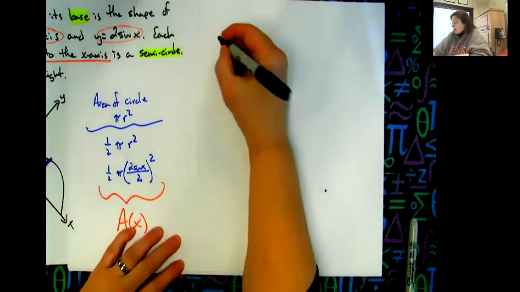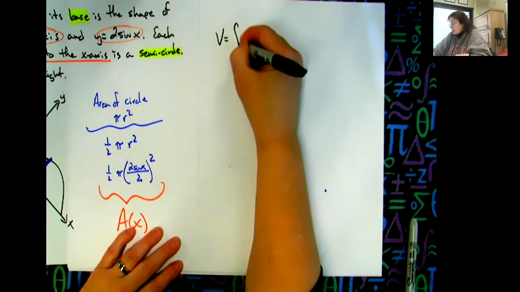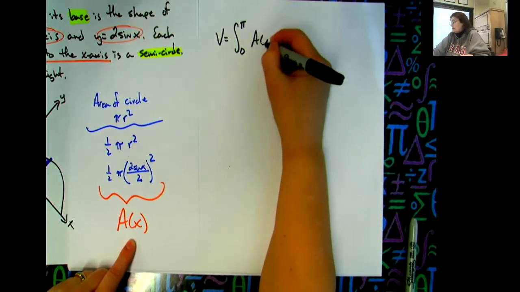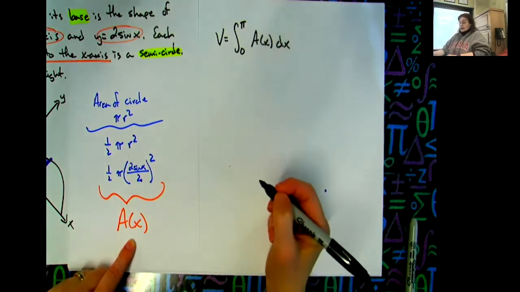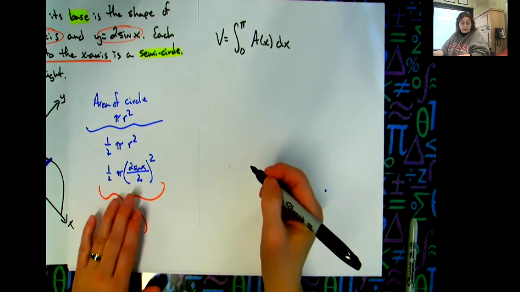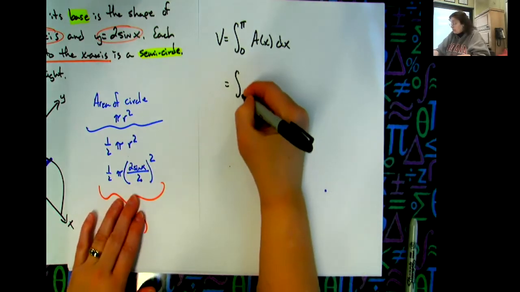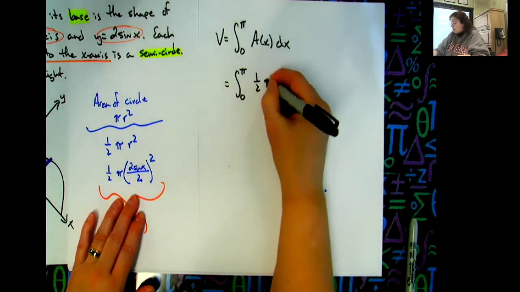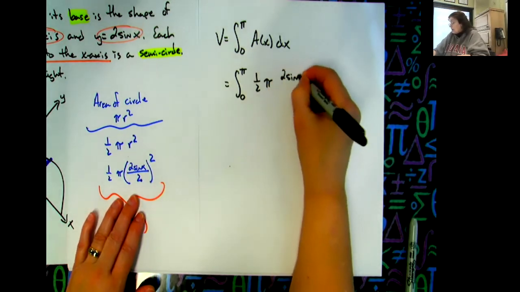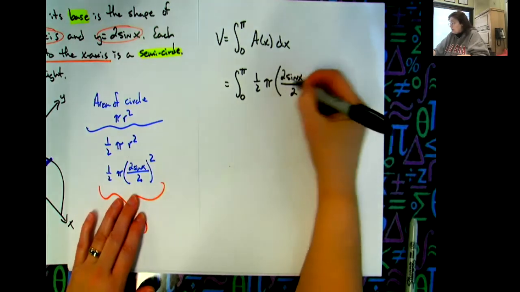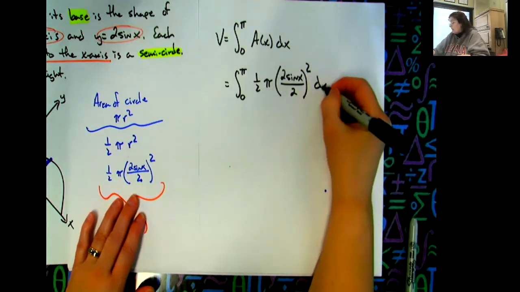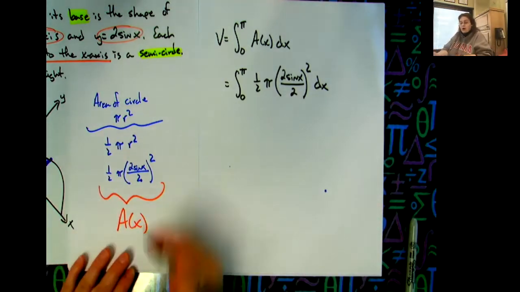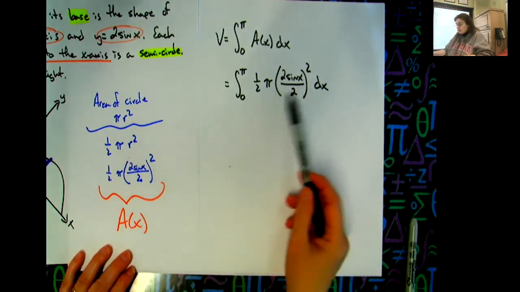So my volume calculation here, I'm going to integrate from 0 to pi. I'm going to go ahead and write A of x dx. Now, this is going to be the area. So then I'm going to have the integral from 0 to pi of 1/2 pi times 2 sine x all over 2, squared, dx. That way I didn't have to go to a dr or anything like that. I didn't use the r. I just did this over here first. Everything's in terms of x.